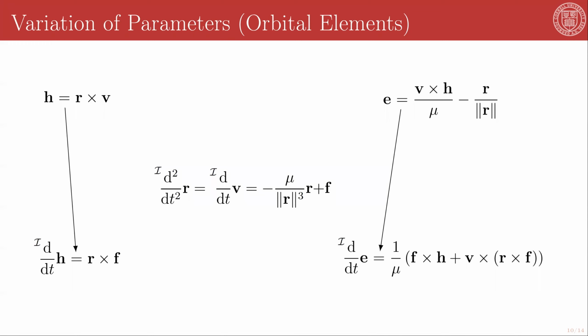It would be really great if we could instead find differential equations in time for the orbital elements of our perturbed orbit. And we can, by deriving what are known as Gauss's perturbation equations.